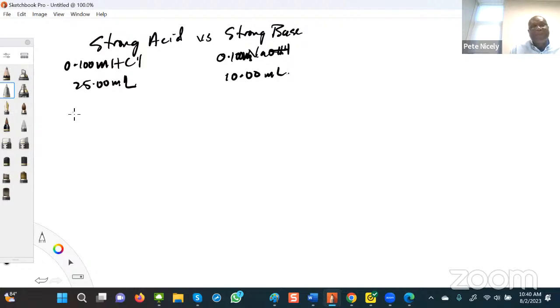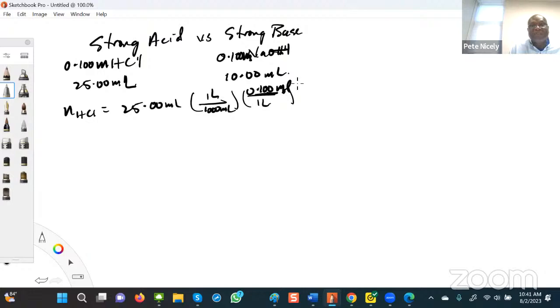The first thing I would do is find the number of moles of each, right? So the number of moles of the acid would be the 25.00 mL converted to liters, and then multiply that by the molarity, which is 0.100 moles over 1 liter. So let's do that.